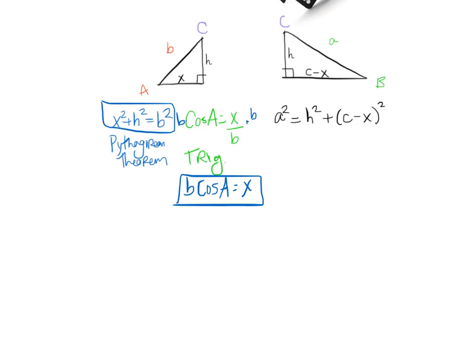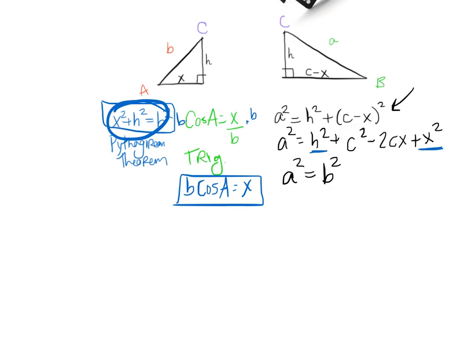I'm going to go ahead and do the Pythagorean theorem, and I get a squared equals h squared plus, I'm going to multiply this out to get c squared minus 2cx plus x squared. Now I know it's hard to see this, but I want you to notice that there's an h squared plus x squared, and there's a value for that right over here. X squared plus h squared is b squared. So I'm going to go ahead and say that a squared equals b squared plus c squared. The b squared came from taking the h squared and the x squared and substituting it for b squared.